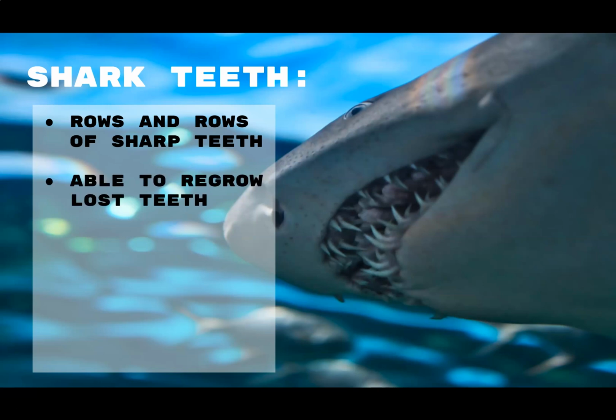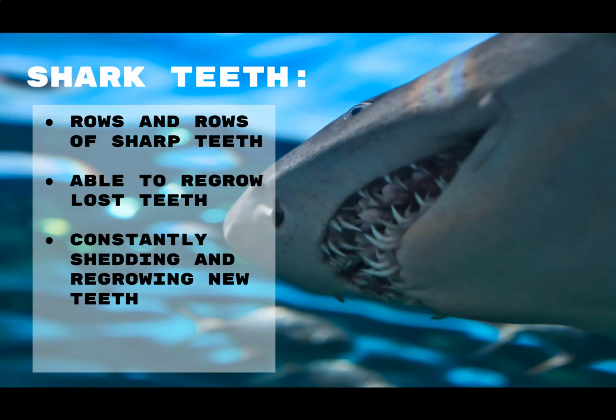And since sharks are constantly hunting with their teeth, sometimes they break them, sometimes they shed them. In fact, I've heard that sharks can lose up to 100 teeth a day. So they are able to regrow any of the teeth that they lose. That's one of their adaptations. They are constantly shedding and regrowing new teeth. Because they have so many and because they break or wear down over time, sharks are constantly shedding old teeth or losing them, and then they regrow new teeth.